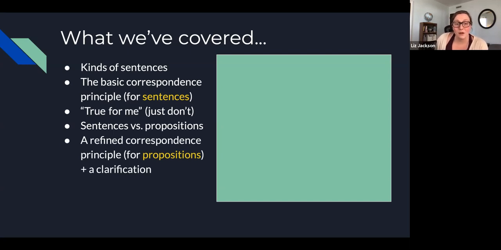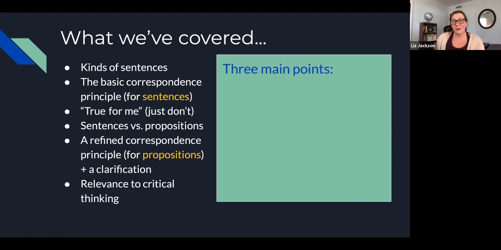And then we've given a refined correspondence principle for propositions and a clarification about it, which is that some truths do depend on us, but just because we disagree about a truth, it doesn't mean it depends on us. The propositions that do depend on us are ones that are about our beliefs or our desires or our preferences, that kind of thing. And then we've talked about why the nature of truth is so important for critical thinking and argument evaluation: figuring out what premises there are, what are the propositions expressed in those premises, and then ultimately evaluating whether they're true or false.